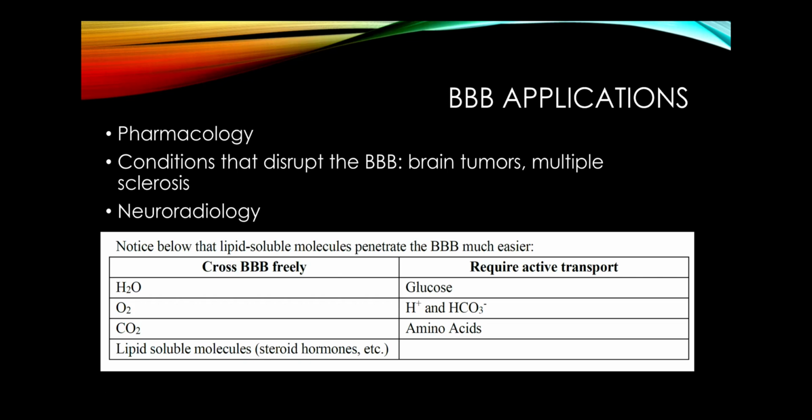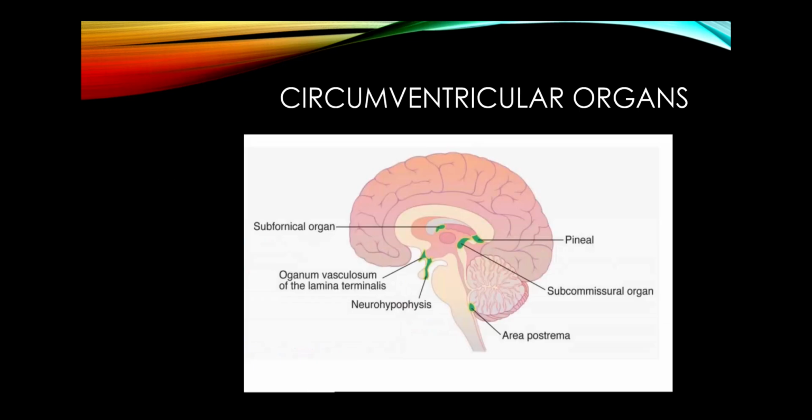sclerosis. Okay, and so we can see here there's some things that can cross the blood-brain barrier freely, and other things like glucose, amino acids that require a specific active transport.